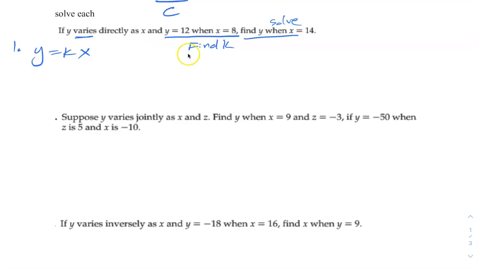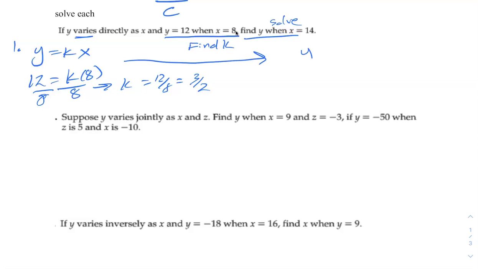So we have an equation. Now let's plug this in to find k. Y is 12, x is 8, so 12 equals k times 8. Divide by 8. K equals 12 over 8, or if I want to reduce it, I don't have to, 3 halves. So I'm going to rewrite the equation. This is now y equals 3 halves x. That's the new equation, now that I figured out what k is, the constant of variation.